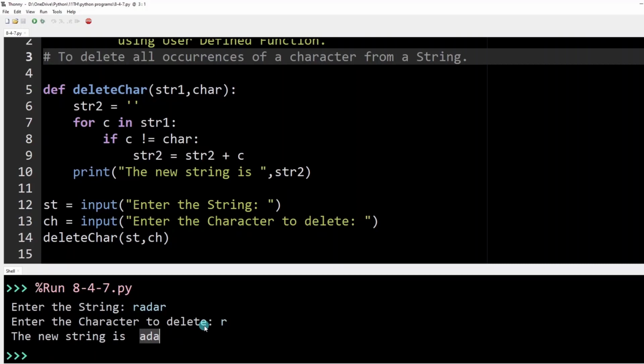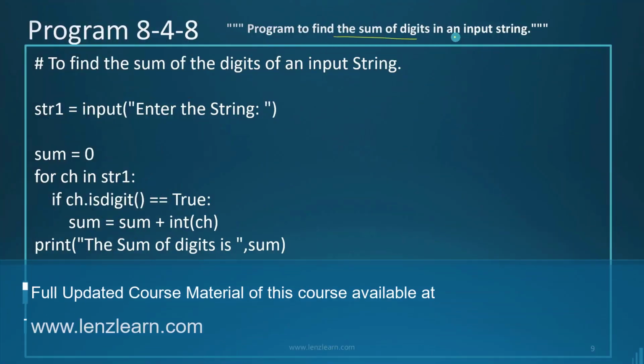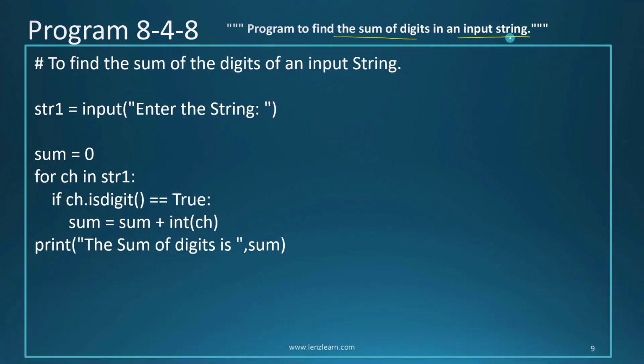So now let us continue to the last program. Now in this program we have to find the sum of digits which are embedded in a sentence. Okay, so your job is to read the sentence. So inside the sentence you will have characters, numbers, everything mixed up.